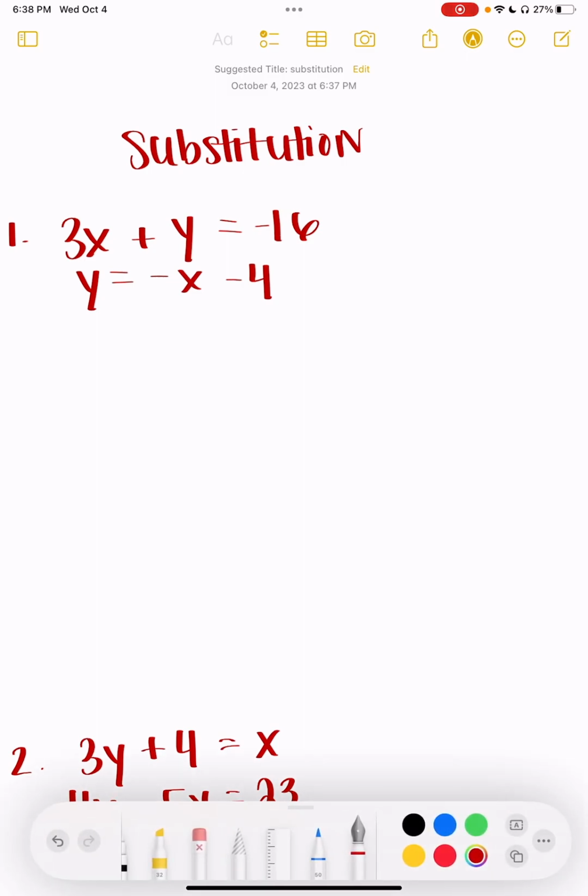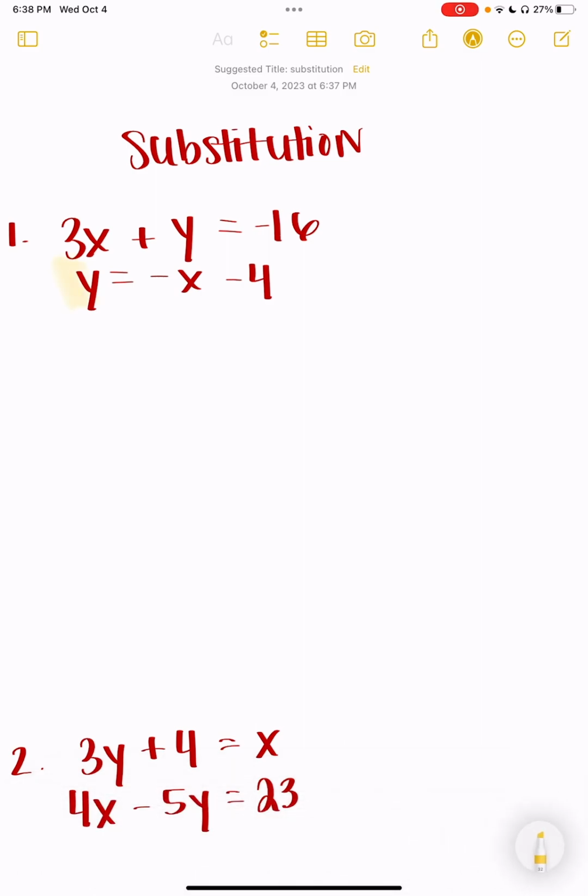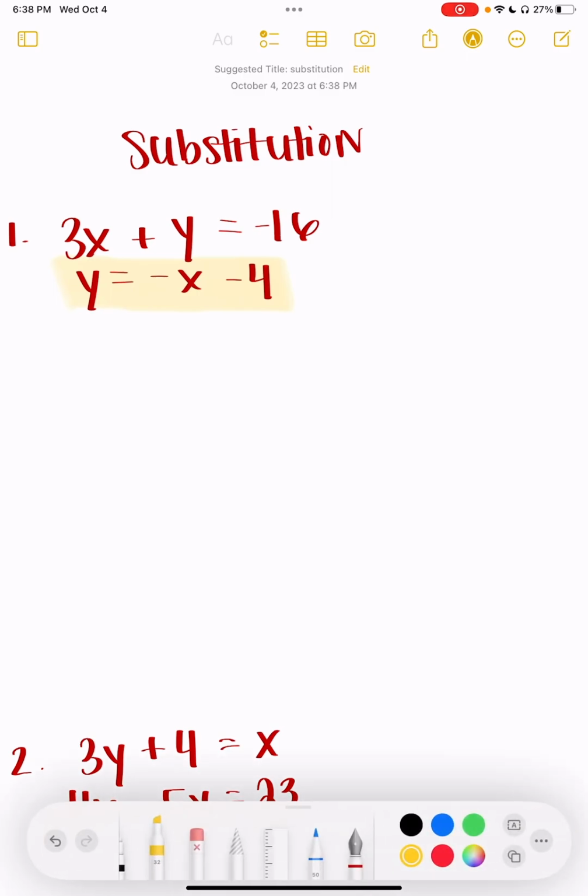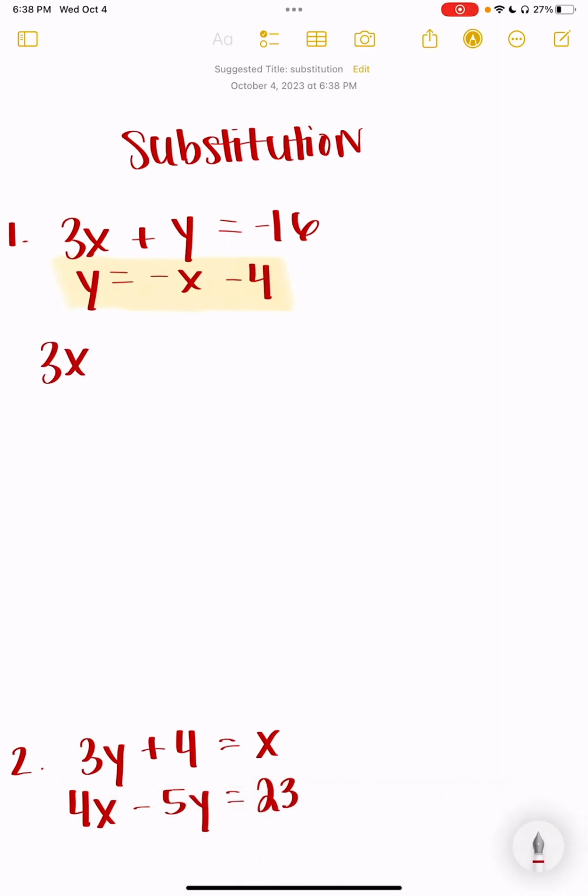And when I say we're given y, that means that one of the two equations that you see, one of them says what y is. It's literally telling us that negative x minus 4 is the same thing as y. So we can then substitute that information into the first equation so that we can then solve for x. So we're going to rewrite this first equation, 3x. And instead of writing this y, we're going to write this, which is y. So minus x minus 4 equals negative 16.